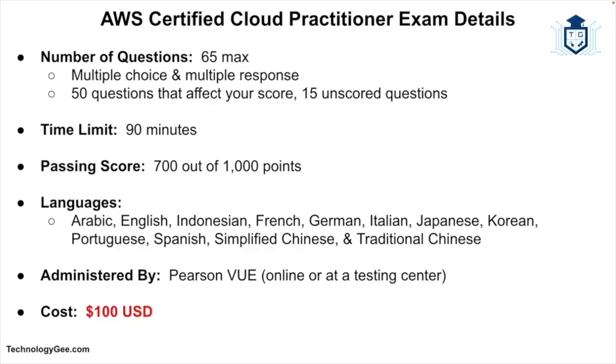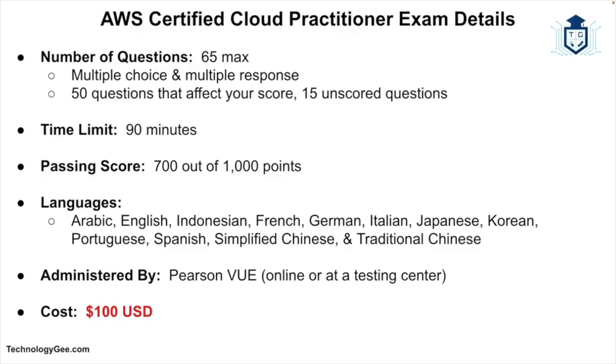When it comes to the exam results, the AWS Cloud Practitioner exam has a pass or fail designation, and your results are reported as a scaled score of 100 through 1,000, and the minimum passing score is 700. And some other details about the exam are as follows.